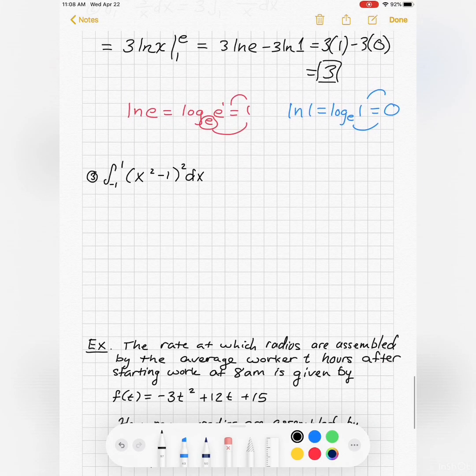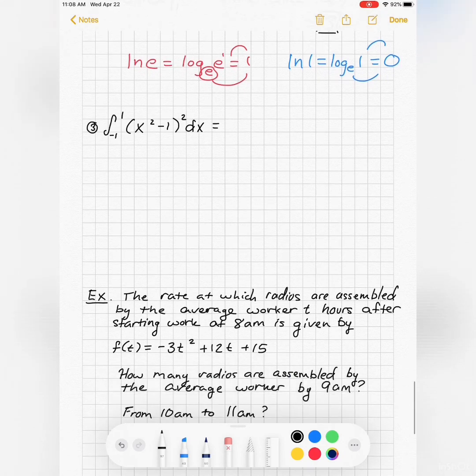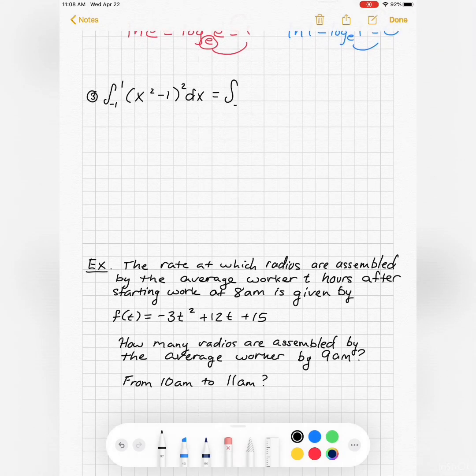Okay, what else is there? Okay, integral from -1 to 1 of (x squared minus 1) quantity squared with respect to x. Okay, so I think in this one I would actually go ahead and square that quantity. FOIL? Okay, because it's going to be really easy to integrate in that case.